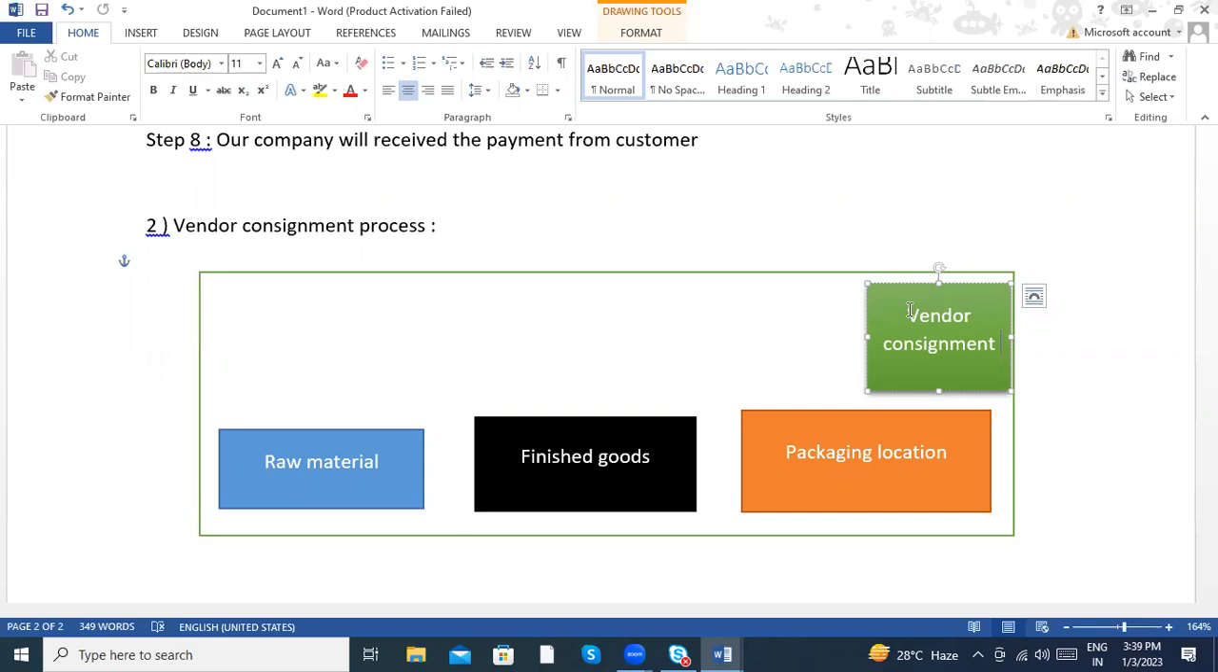Or if you go to Metro or DMart or somewhere, you can see that at the backside there are stores. They clearly mention that wherever the stock is located, this is some kind of vendor consignment stock.